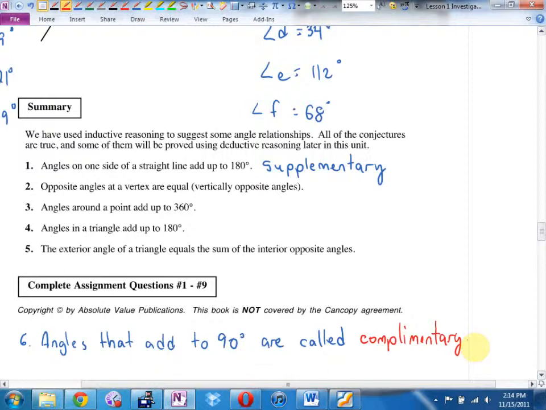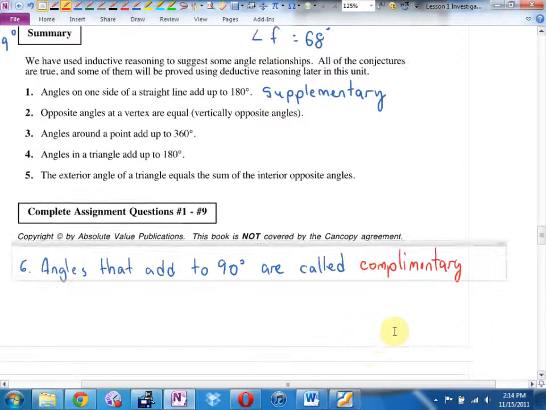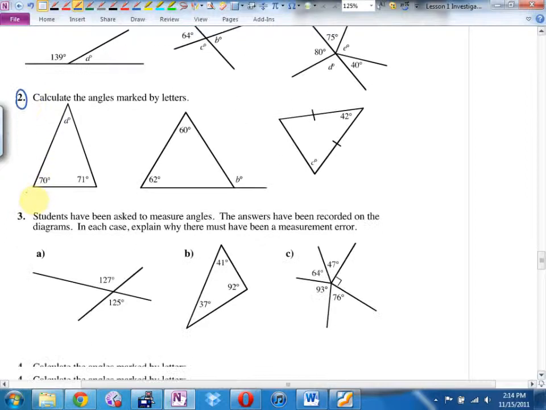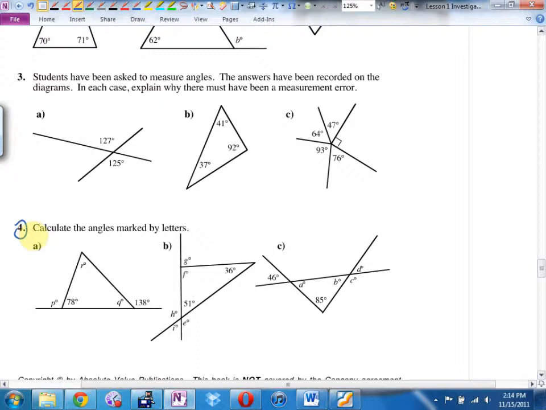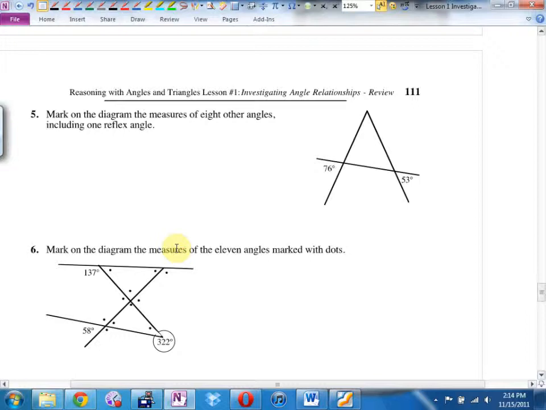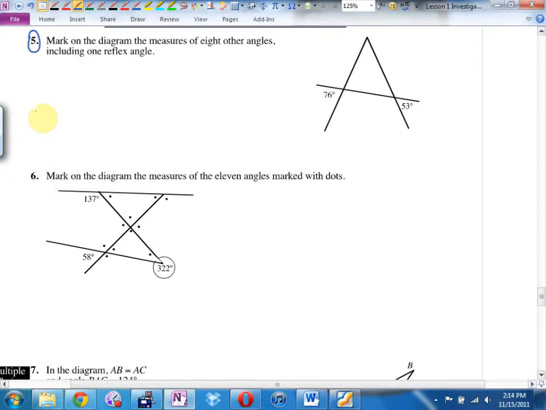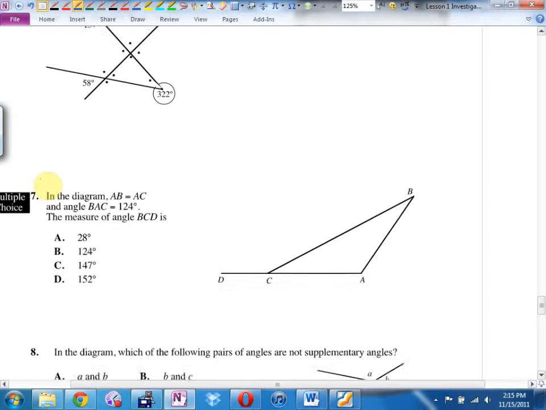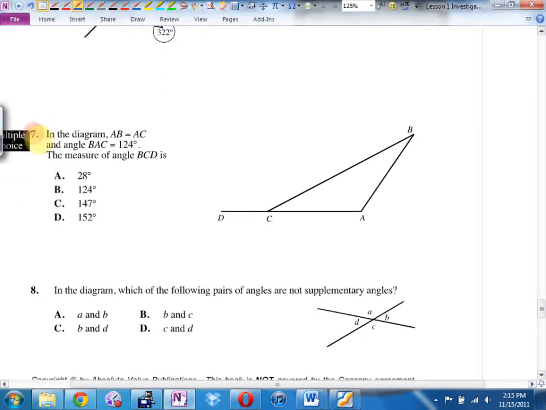What's your homework? Two things for you to work on. First of all, in the workbook, number one, number two, number four. We skipped three. Five is good. Six is good. Seven and eight. Sure, nine is good too, I think.